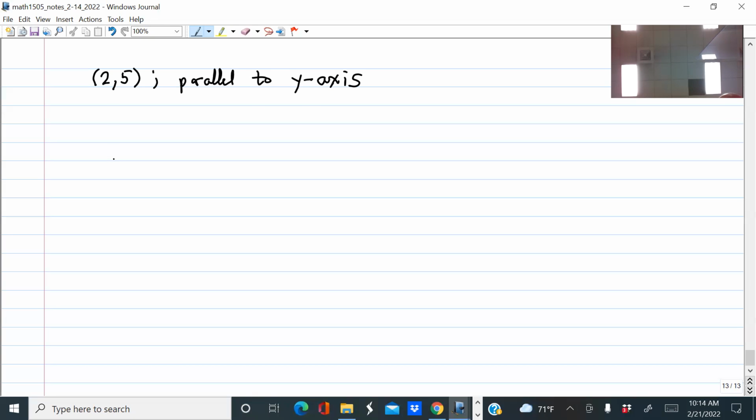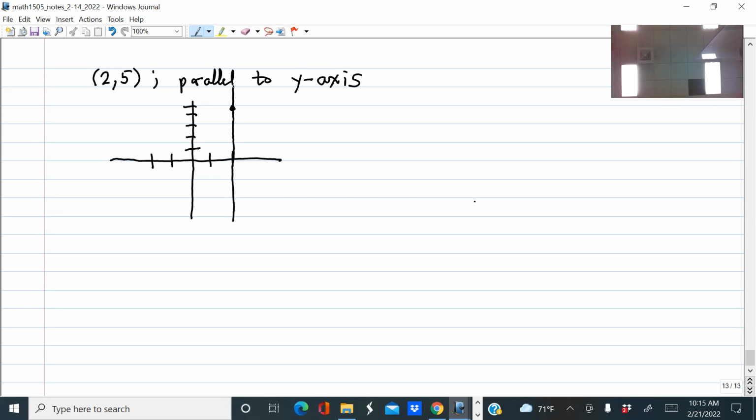So if you think about what this line looks like, you can imagine this in your mind, but I'm going to draw it here for notes. It passes through the point 2, 5. So it passes through this point 2, 5 up here. But parallel to the y-axis means that it's vertical, and vertical lines don't have a slope. Horizontal lines have slope 0, but vertical lines don't have a slope.